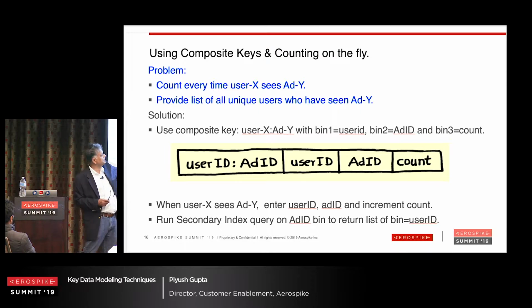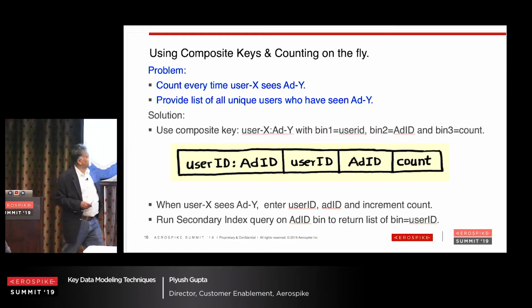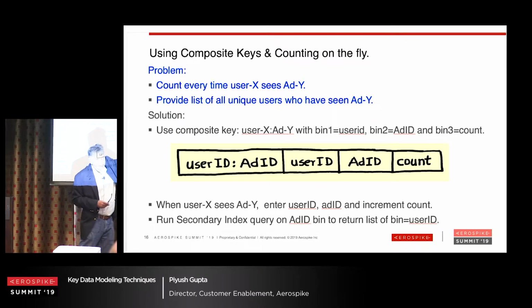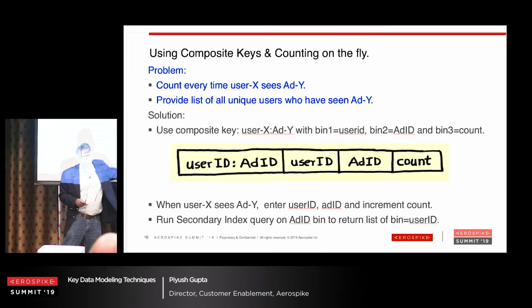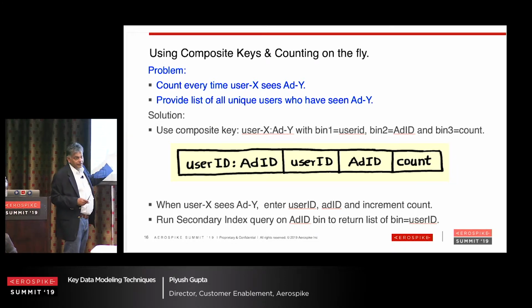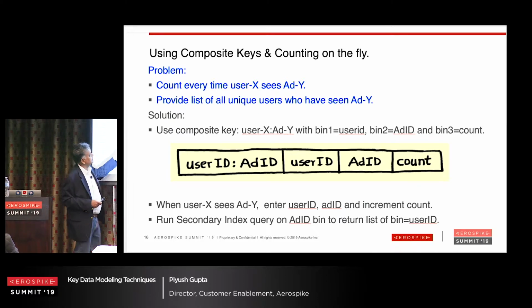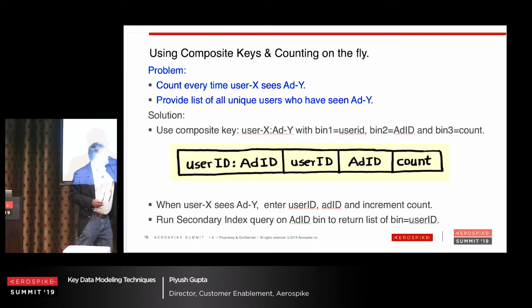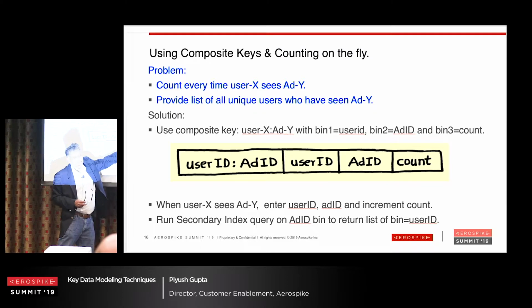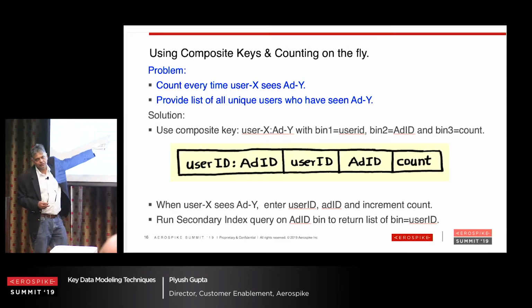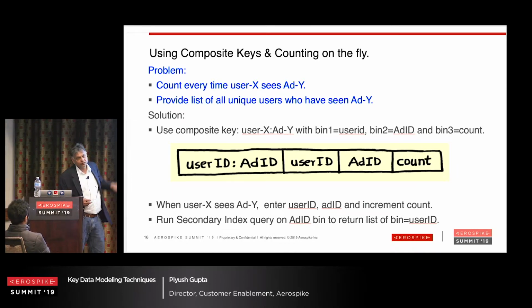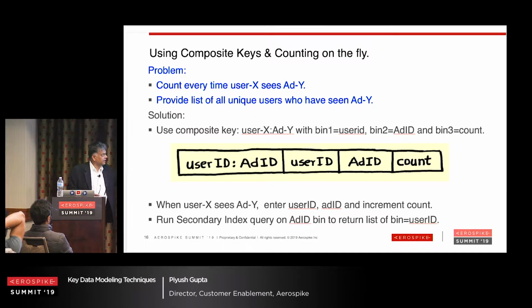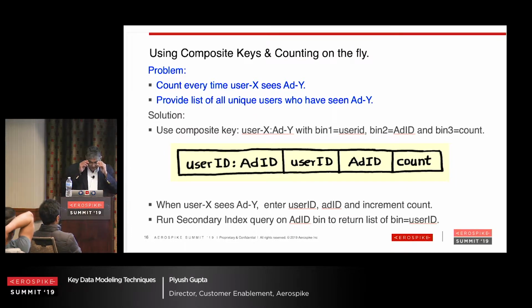So if I use a composite key with user ID and ad ID, right? And then I also note down the user and I also note the ad. So every time a user sees this ad, I'll bump this count. So that's my aggregation on the fly. Now how do I find the exact, the unique users? I can run a secondary index query on the ad ID and pick up the users. So I'll get all the unique users who saw this ad. So it'll use secondary indexes as well as counting on the fly. So that's composite keys, okay?